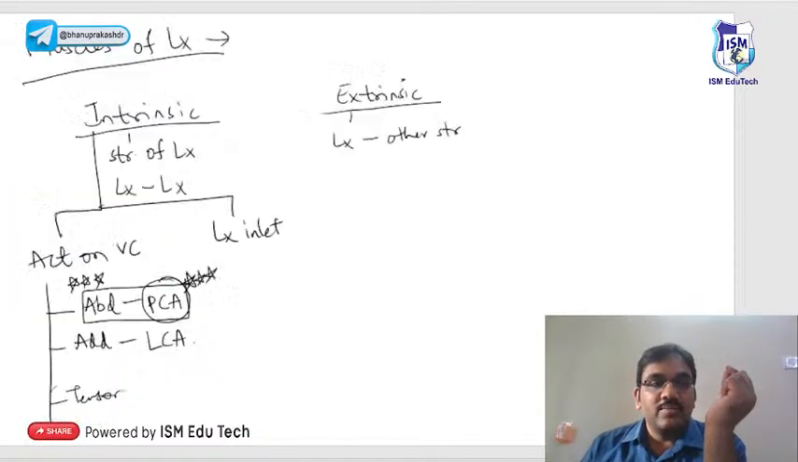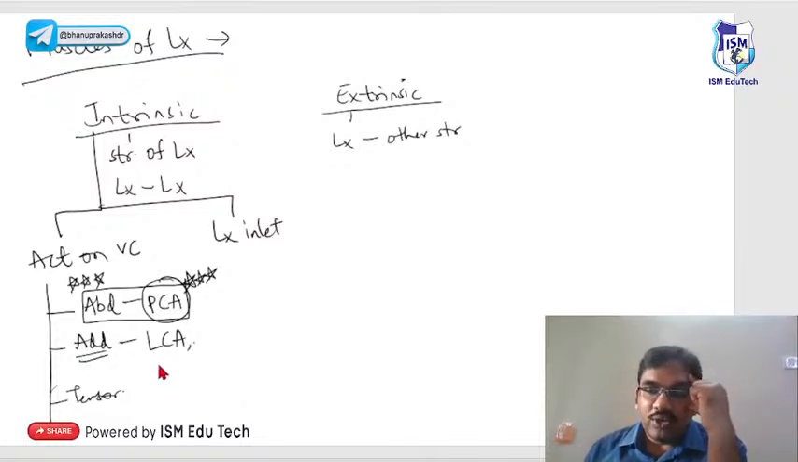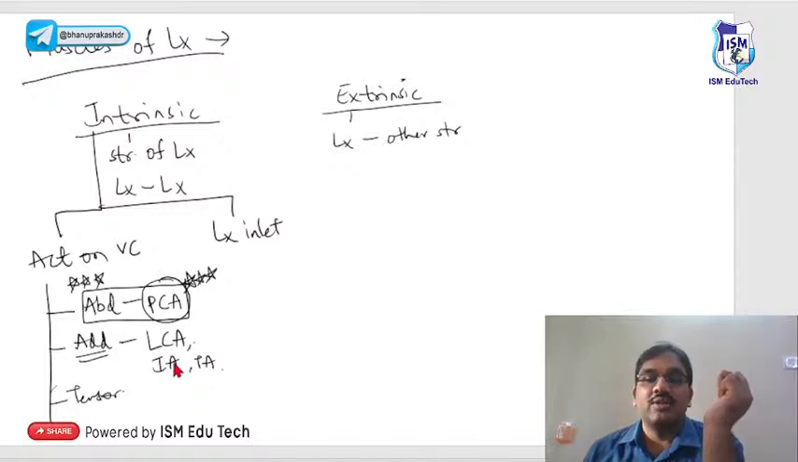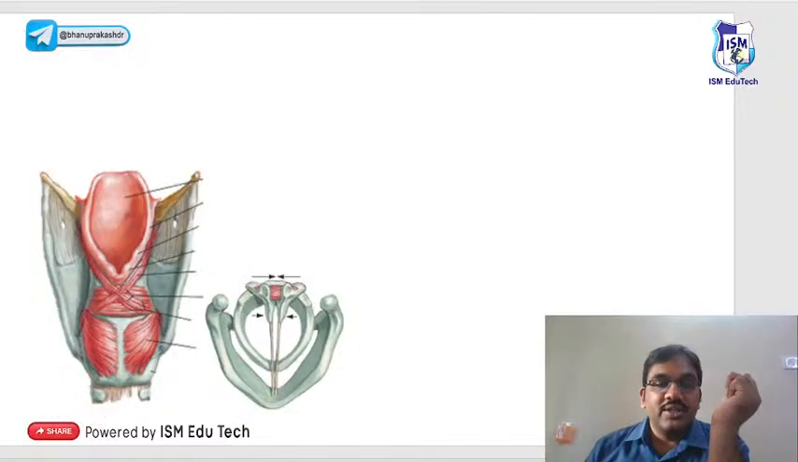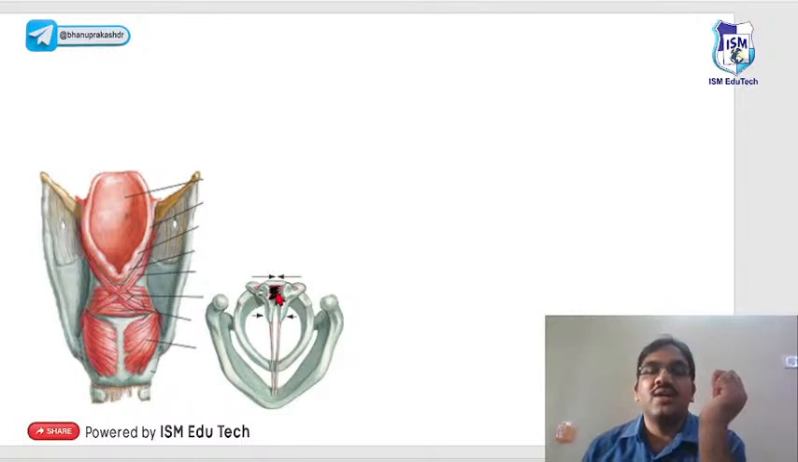And so another muscle, after lateral cricoarytenoid, in the case of adductors, along with lateral cricoarytenoid, another muscle is there that is called interarytenoid, as well as the thyroarytenoid muscle, which is also known to help. What is this interarytenoid exactly? If you see here, these two are the arytenoid cartilages. This is the muscle that connects the medial surfaces of both arytenoids, called the interarytenoid, which lies in between both the arytenoids.